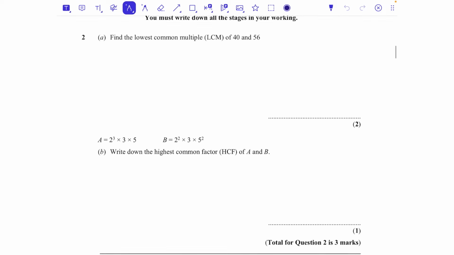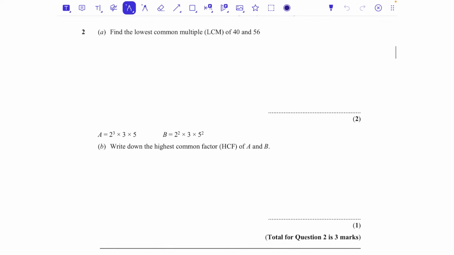Okay, question number 2, find the lowest common multiple of 40 and 56. So whenever we're finding the highest common factor or the lowest common multiple, I like to do the Venn diagrams for each. So 40 is 4 times 10, 4 is 2 times 2, and 10 is 2 times 5. This is the prime factorisation that we're doing here. So 40 is 2 times 2 times 2 times 5.